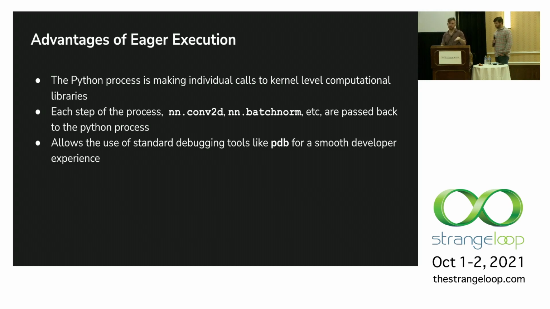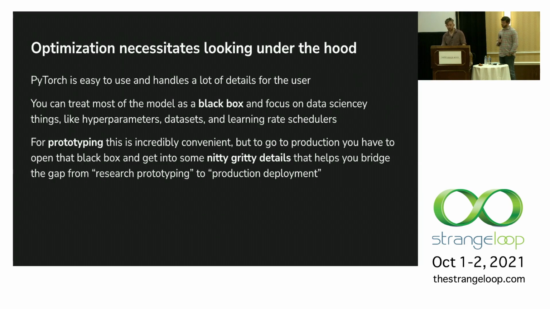So after each of these things is done, you can step through it in your standard debuggers like PDB, and that makes unit testing and debugging super easy. So that's another reason we love eager execution. But if you want these things to run really fast, then you have to look under the hood. PyTorch is great for people who are getting started to focus on data science-y things. Like, how am I loading my data set? How am I going to handle my learning rate scheduling? What's my hyperparameter search look like? All that stuff is the level of abstraction they prefer to think on.